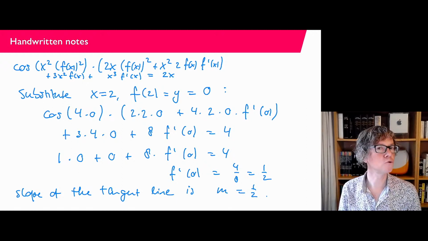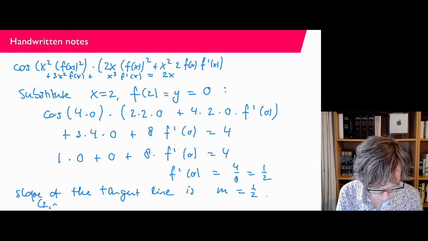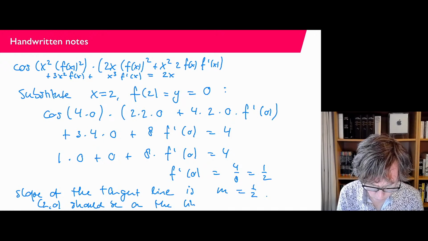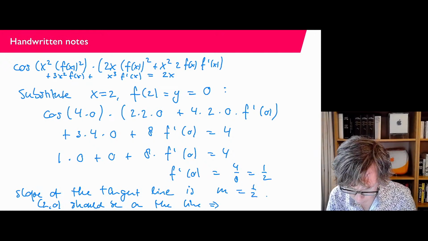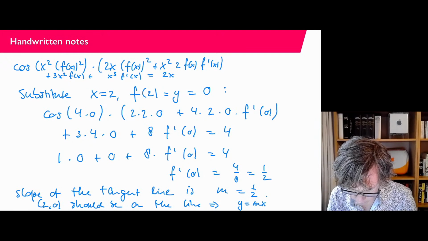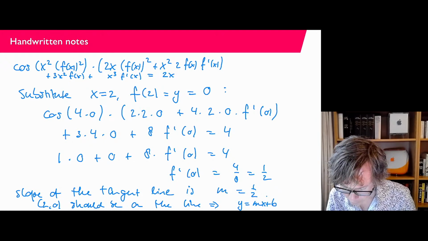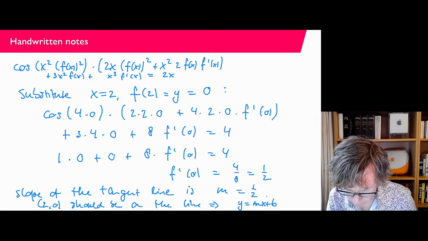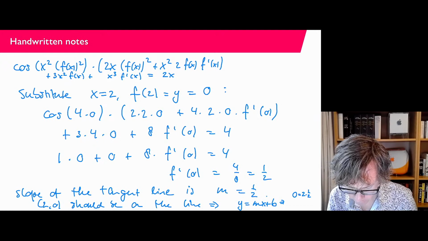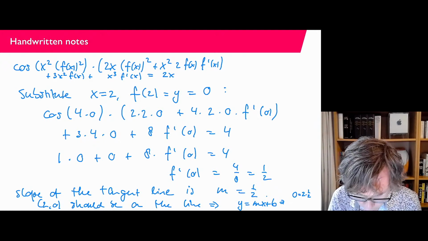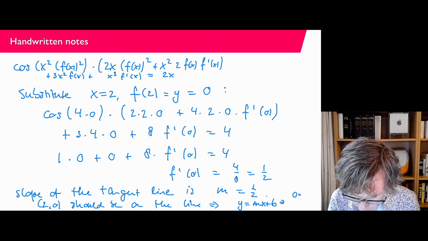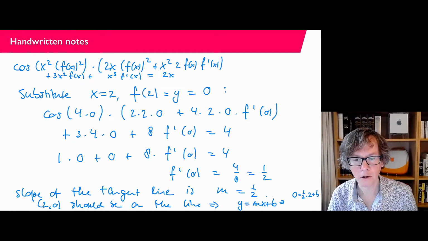And then I also know that the point (2, 0) should be on the line. So if you plug that in, then you see that 0 equals 2 times 1/2, or let's swap them the other way around and it's immediately clear where they come from. m equals 1/2. Oops, that's not what I meant to do. 1/2 times 2 plus b. So apparently b is minus 1.